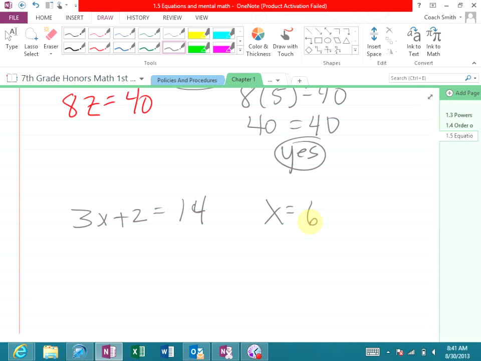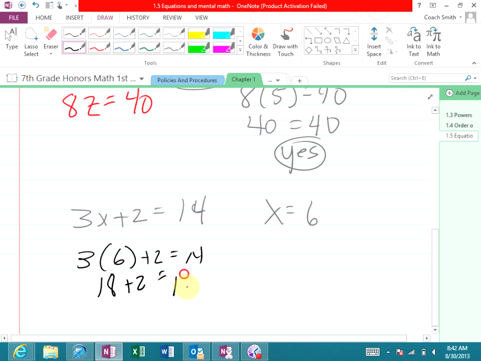So, what I've got to do now then is plug that in. 3 times 6 plus 2 equal 14. Okay? Now I have to use my order of operations that we just learned. Okay? What do I do first? 3 times 6 or add 2? Tristan? 3 times 6. So I multiply 3 times 6. Annie, what is 3 times 6? 18. So I have 18 plus 2 equal 14.